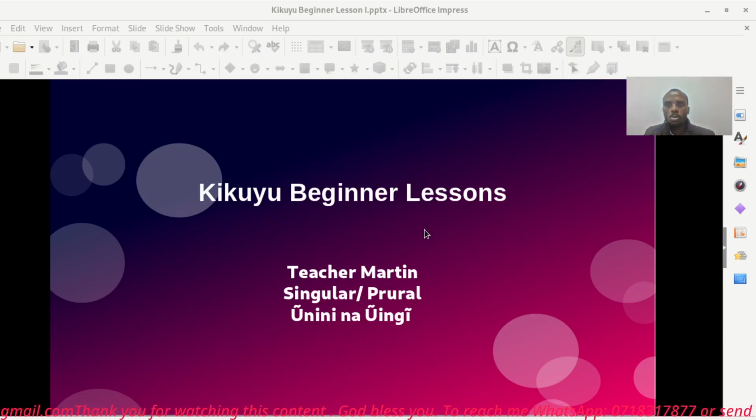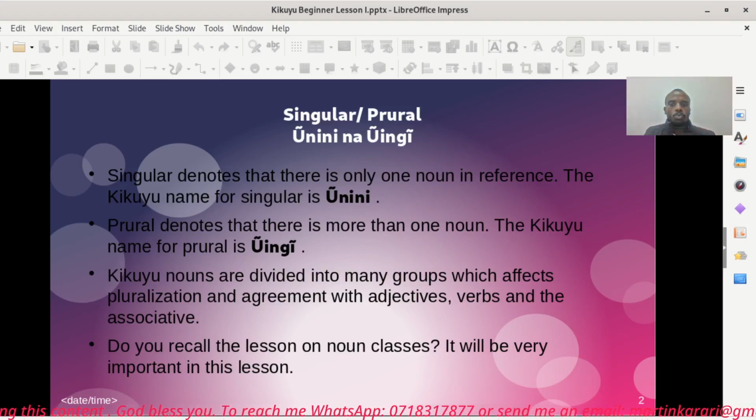Without much ado, let's dive into a lesson that will be handling singular and plural, that is to say onini na oige in the Kikuyu language. Singular denotes that there is only one noun in reference. In a sentence, the Kikuyu name for singular is onini. Plural denotes that there is more than one noun in reference in the sentence. The Kikuyu name for plural is oige.